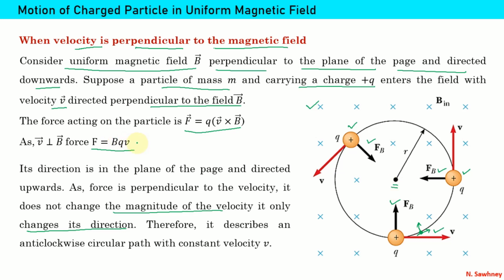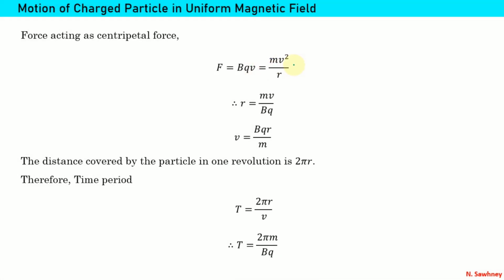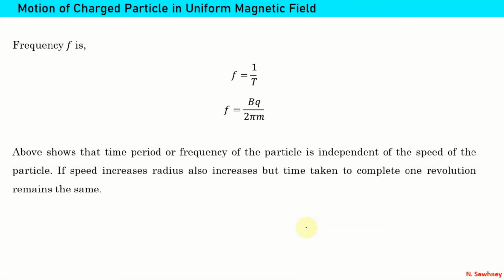So let us equate this force BqV to centripetal force. And we know centripetal force is mv²/r. Rearranging the terms, we will get r = mv/Bq, or we can find the velocity as v = Bqr/m. The distance covered by the particle in one revolution is 2πr. So we can calculate time period as distance travelled upon velocity, which is equal to 2πm/Bq. And the frequency can be calculated as 1 upon time period, which is equal to Bq/2πm.